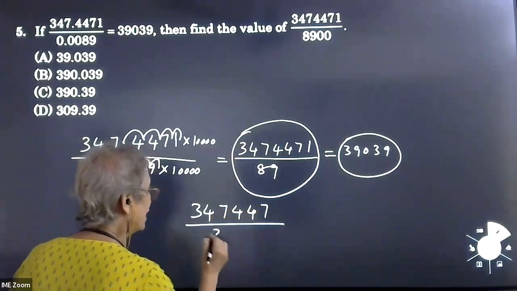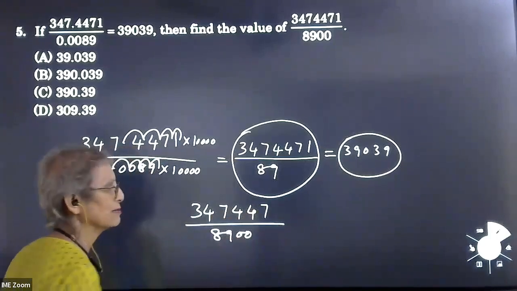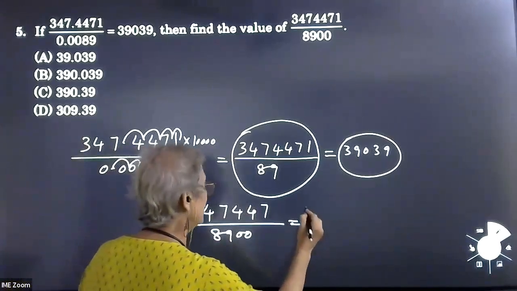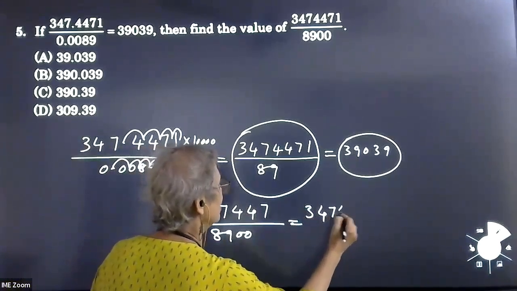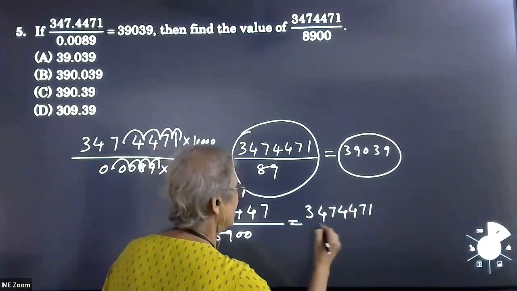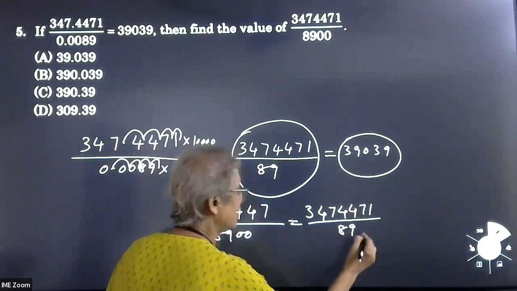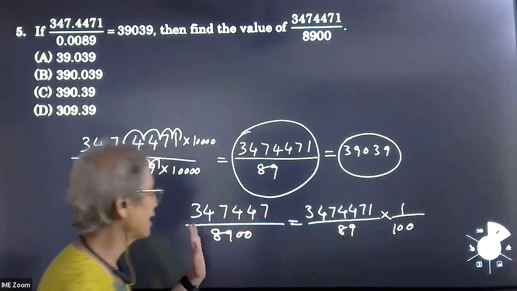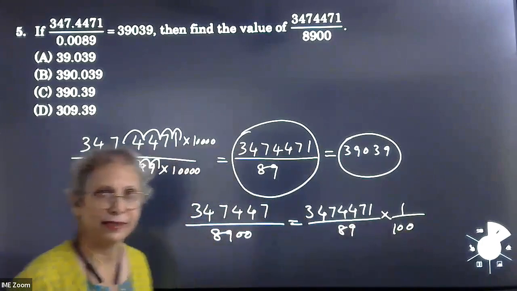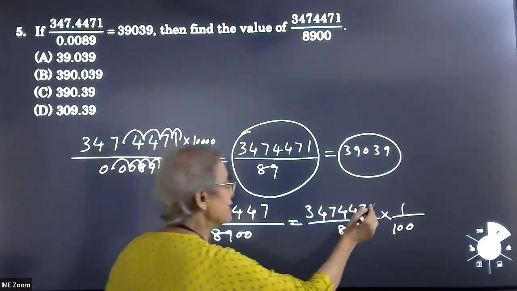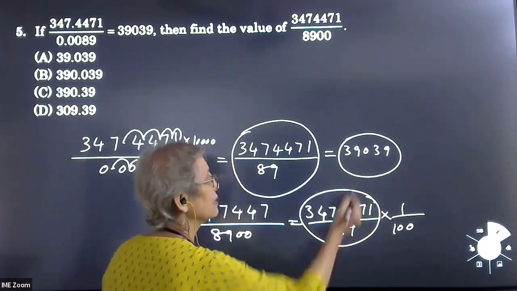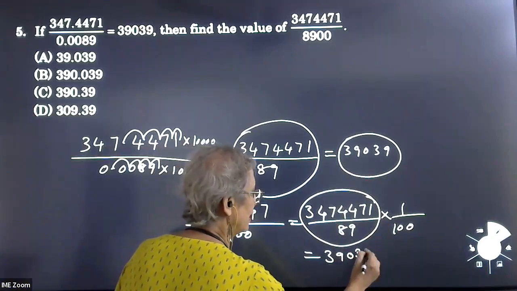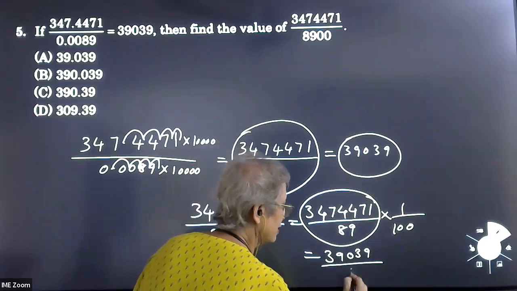347,447 upon 8900. We have only 89. Here it is 8900. So what I will do? 3474471 upon 89 into 1 upon 100. I am taking that 100 separately. Okay, because this result we have, this is 39039, and this 100 we have to take in the denominator.